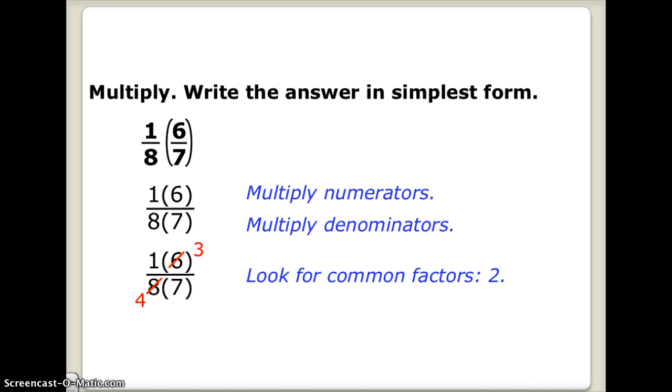So we can cancel some things out before we multiply. 6 divided by 2 is 3, 8 divided by 2 is 4. Now it's 1 times 3 and 4 times 7. This makes our problem a little bit easier as our numbers get smaller to work with.